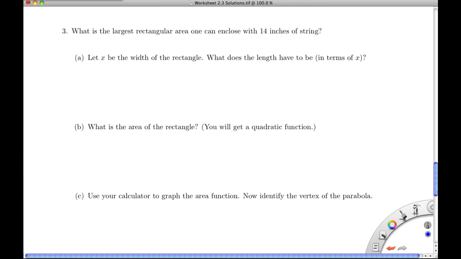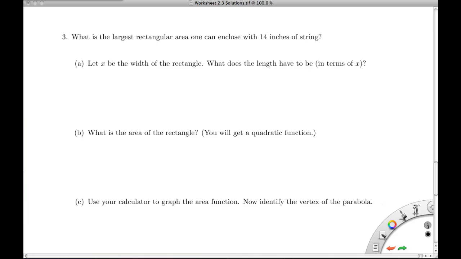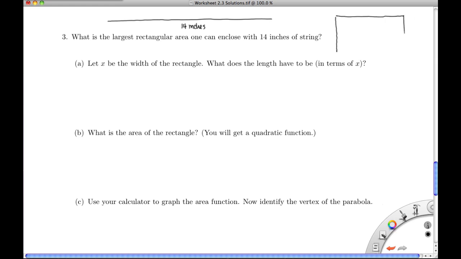Number 3 is a fun little word problem here, and we're told that we've got, let's just kind of sketch it up here. We're told that we've got these 14 inches of string, and we want to take this and create a rectangular area, but we want to maximize the area of the rectangle that we're going to draw. We'd like to create some sort of a rectangular area with this string. So kind of bend it around all 4 corners, but we want to maximize this.